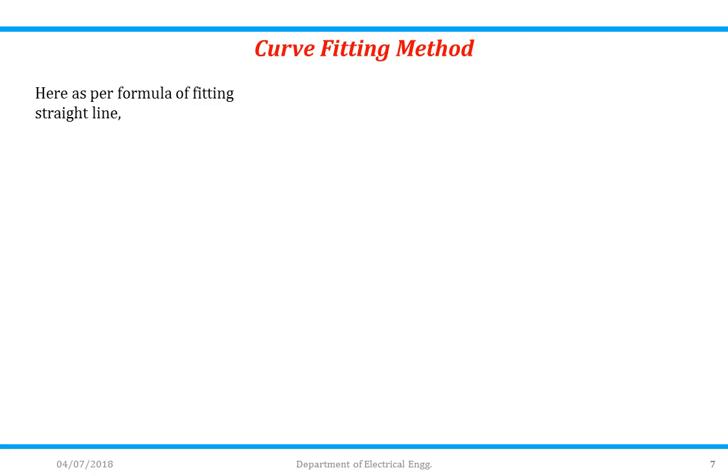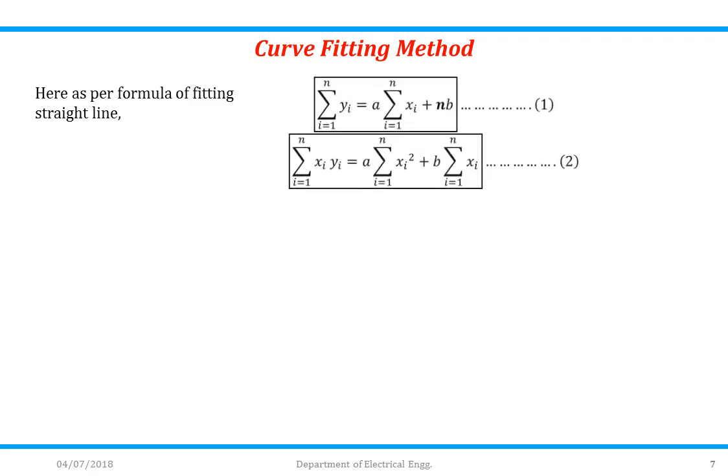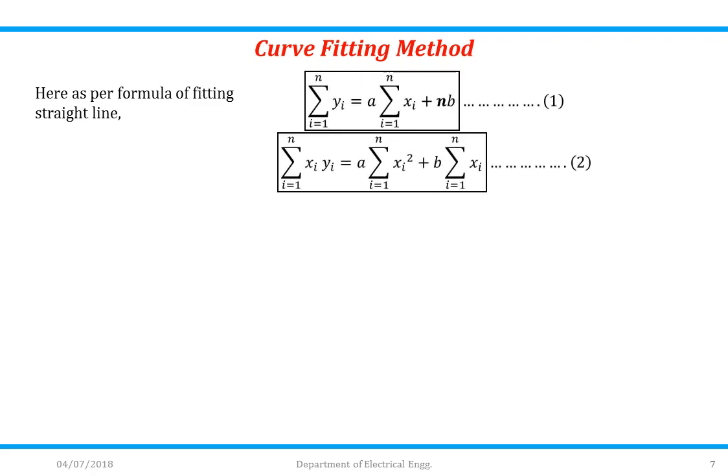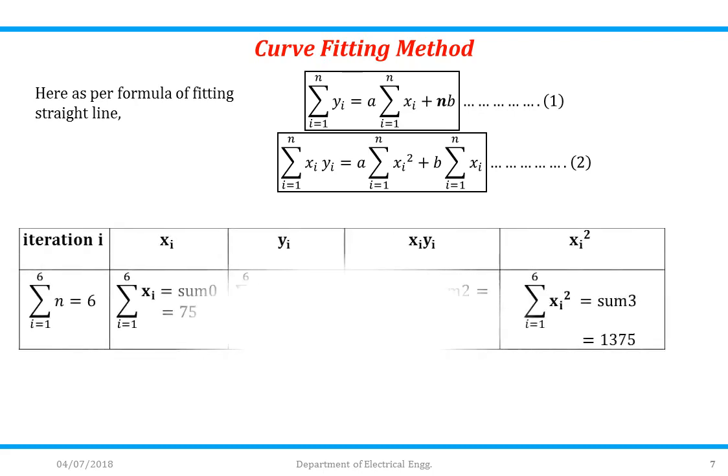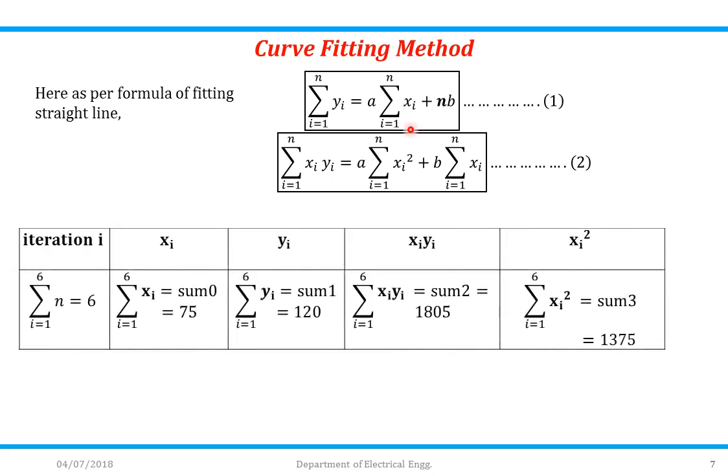Now, similarly, we can solve this by using Cramer's rule also. As per the formula of fitting a straight line, it is equation number 1 and 2 that we have discussed previously. Summation xi is denoted by sum 0, which is equal to 75. Summation yi is denoted by sum 1 for doing a program, which comes out to be 120 from the previous table. Summation xi into yi is denoted by sum 2, which comes out to be 1805, and summation xi square is denoted by sum 3, which comes out to be 1375.